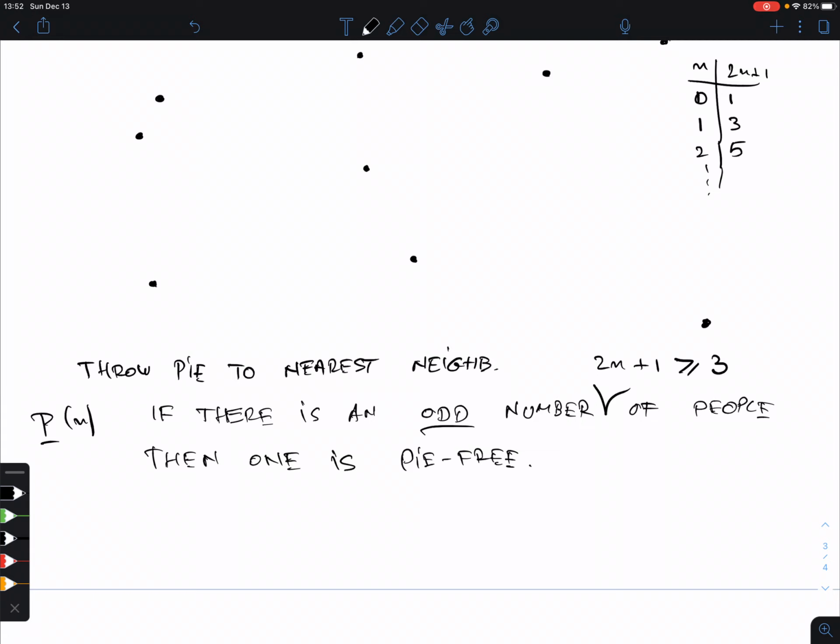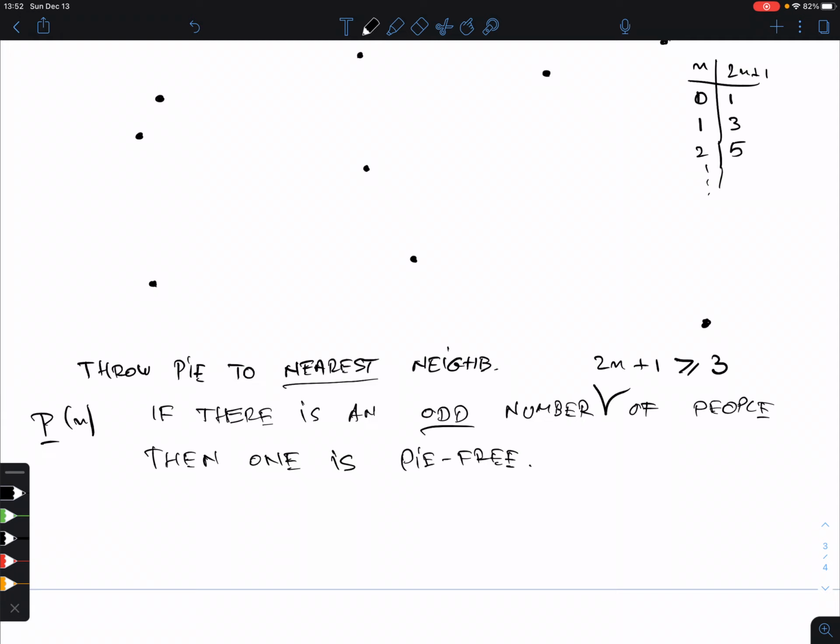So I'm going to have to add something here. P0 is false because there's only one person and it has nobody to throw to. Well, you're not supposed to be throwing to yourself, by the way, right? To the nearest neighbor, not to yourself. You're never considered a neighbor of yourself, okay? So with one person it's actually not true. So P0 is actually false.